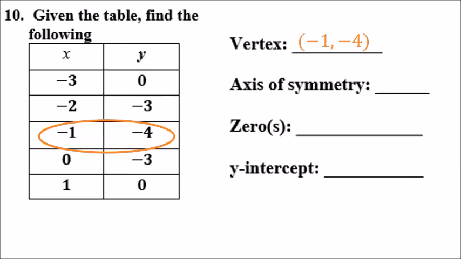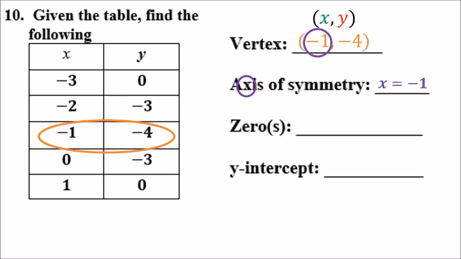Now that you know your vertex, it's easy enough to do the axis of symmetry. Axis of symmetry, remember, is all about the x's. It's going to be an x equals equation equal to the x value of your vertex. So we're going to use the -1 here. And my axis of symmetry is now x equals -1.